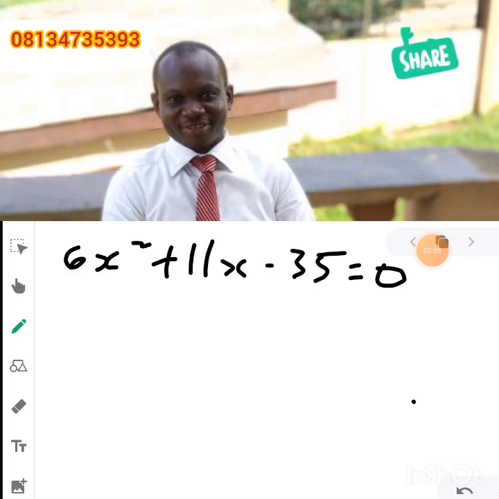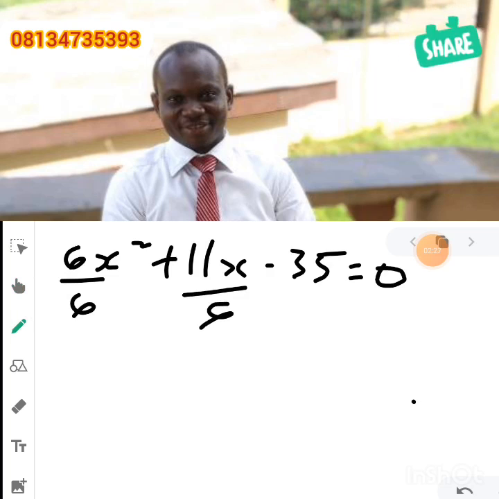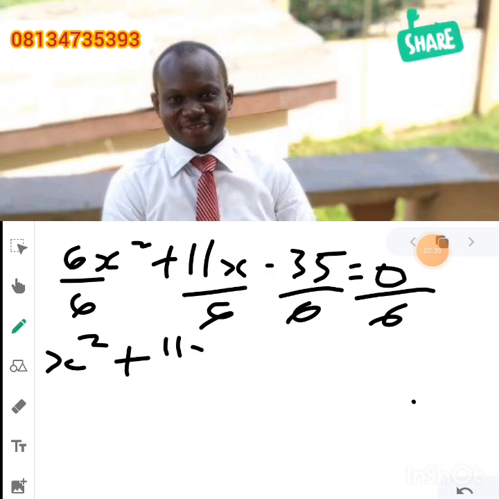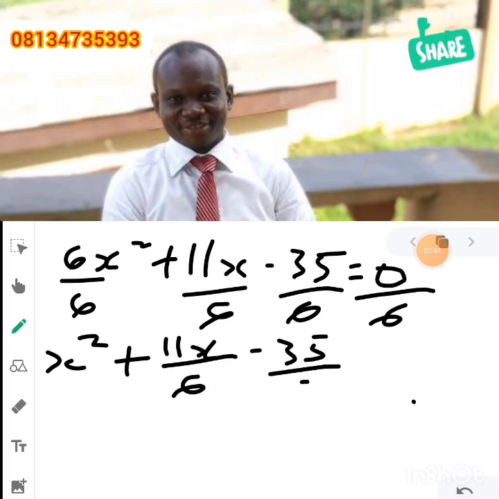Okay, the first step again says you should make the first term a perfect square. So this is not a perfect square, though x squared is, but 6 is not. So I'll just divide through by 6. I'll be fast with this video because I may like to do a second example. So divide through by 6. We have x squared plus 11x over 6 minus 35 over 6, and then 0 over 6 will give us 0 actually.